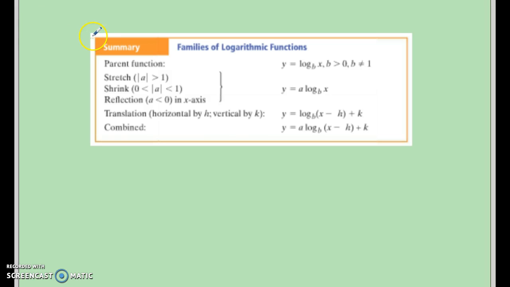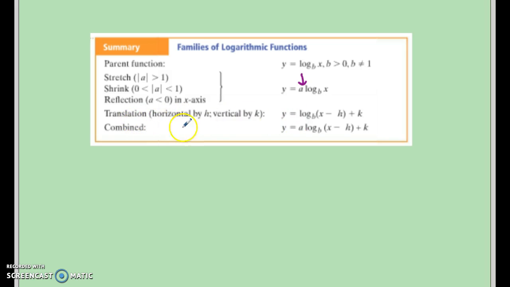Okay, so here's something you really want to keep track of: what happens to our log functions, right? Because we're talking about our parent function of log base b of x, where b is greater than 0 and b cannot equal 1. So if I have a stretch, I use my a value, and that a value, just like all of our other families of functions, goes in front. That tells me I vertically stretch it. Again, if my a value is negative, it reflects it across my x-axis.